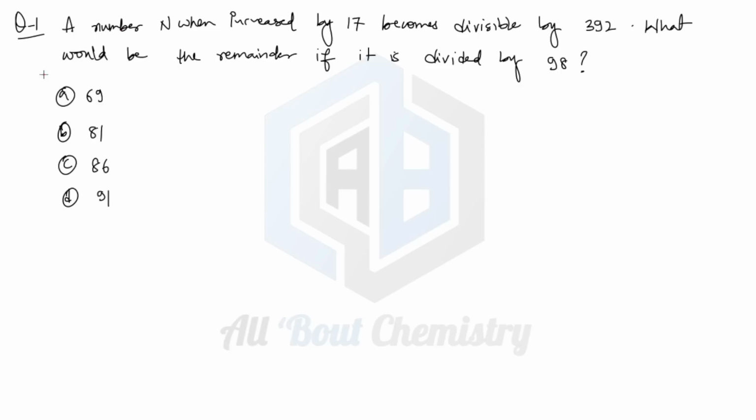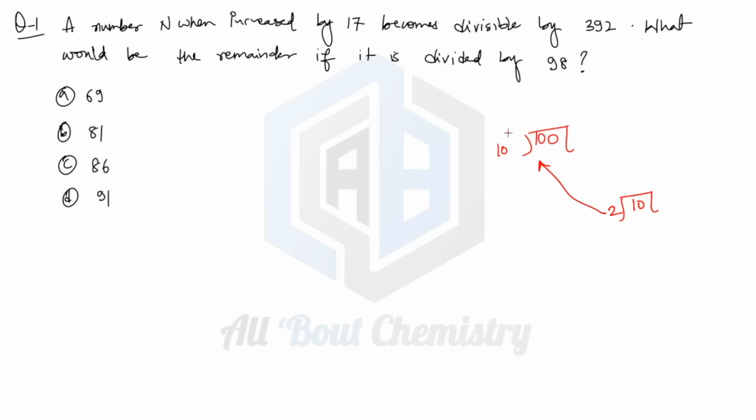Alright, so here was the first question, which says that a number n when increased by 17 becomes divisible by 392. So what would be the remainder if n is divided by 98? Now it was a little tricky, but the logic used here is that if there is any number, let's say 100, and it is divisible by 10, and 10 is divisible by 2, then this 2 should also divide 100. So this will be a factor of this as well.